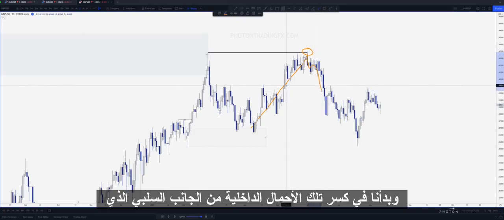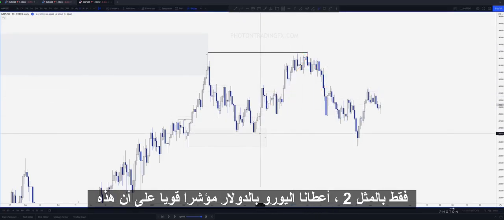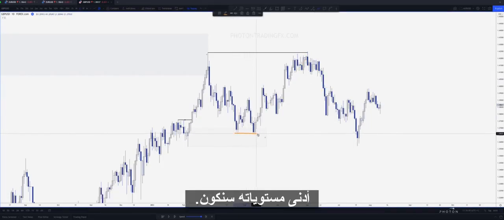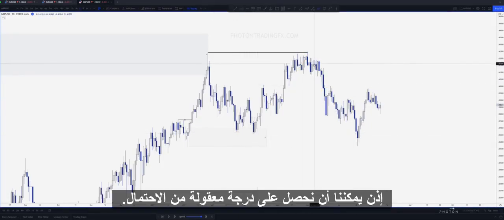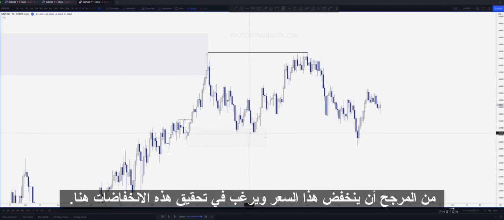And then we started to break those internal lows to the downside, which, similarly to Euro Dollar, gave us a strong indication that these lows were going to be weak. So then we can have a reasonable, high degree of probability that price is likely to come down and want to run these lows here.